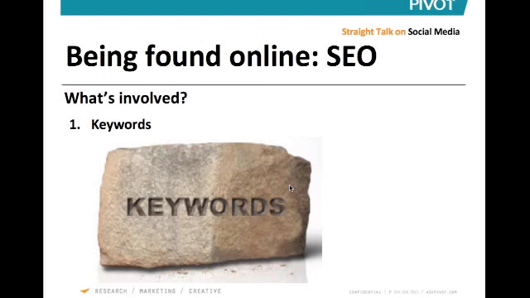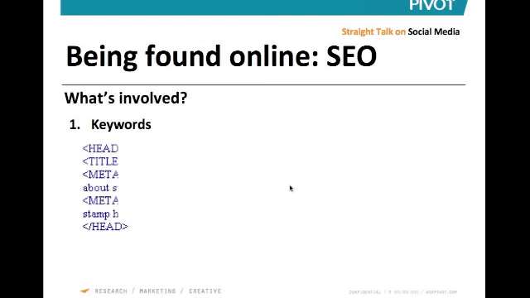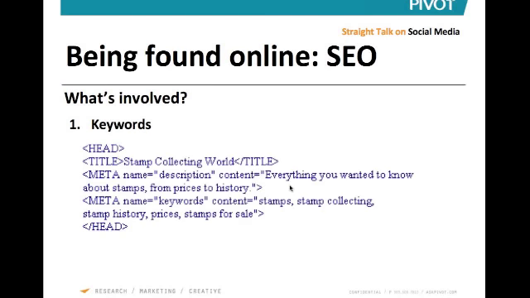Now that keyword phrase then becomes something you put in the title of your website and also in the meta tags of every page of your site. Now let me explain what a meta tag is. Here's an example of meta tags in HTML. The meta tags provide information about the web page, but it's essentially hidden information. It's hidden to viewers, that is, who come to your website.